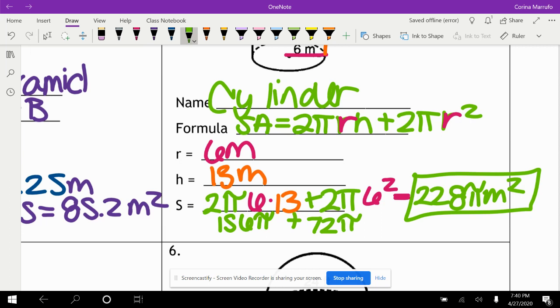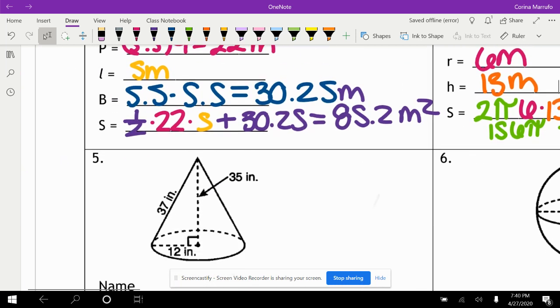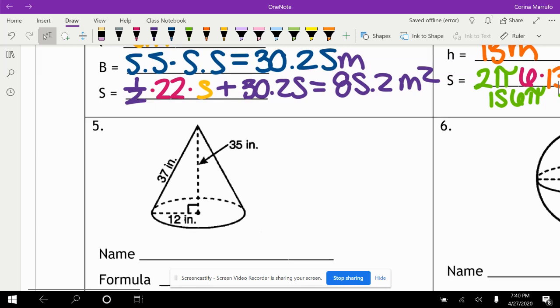Okay, if they do want you to multiply it times pi, you can go ahead and multiply it times pi and get the decimal form. But it's a lot neater and more accurate if we leave it in terms of pi.